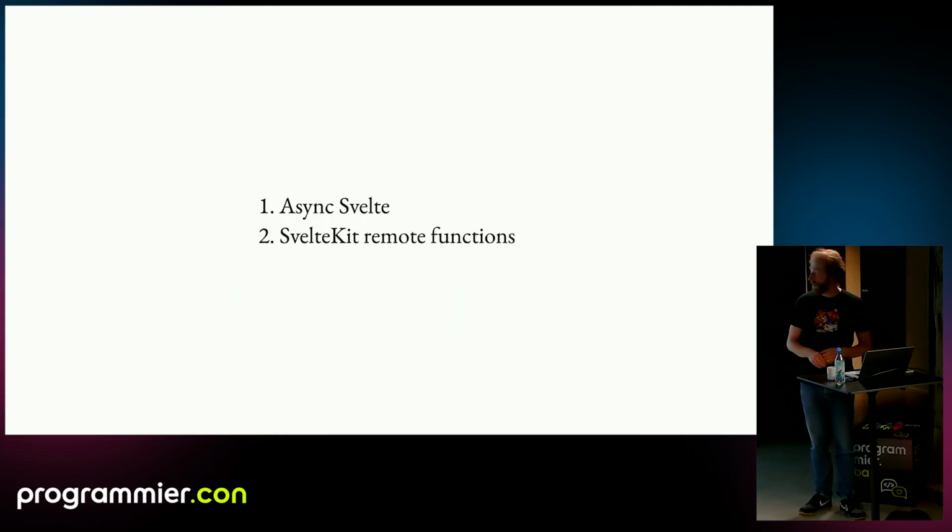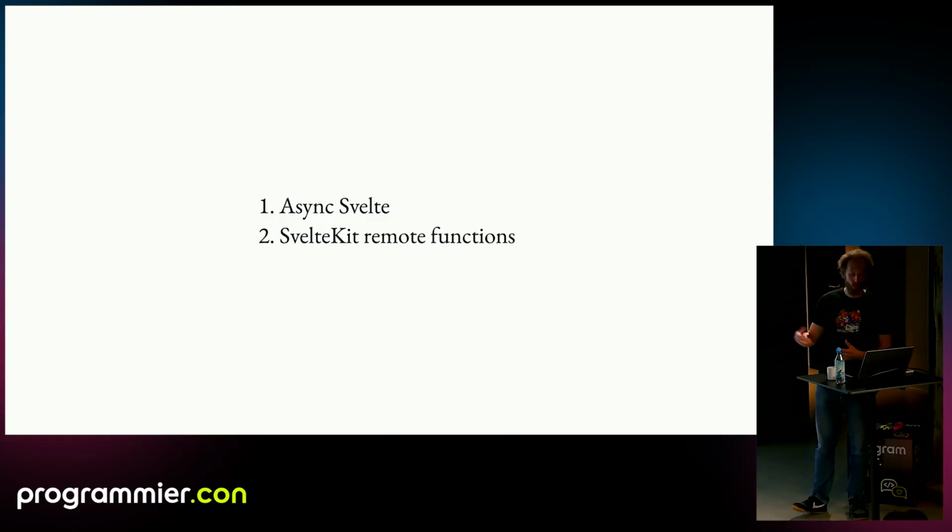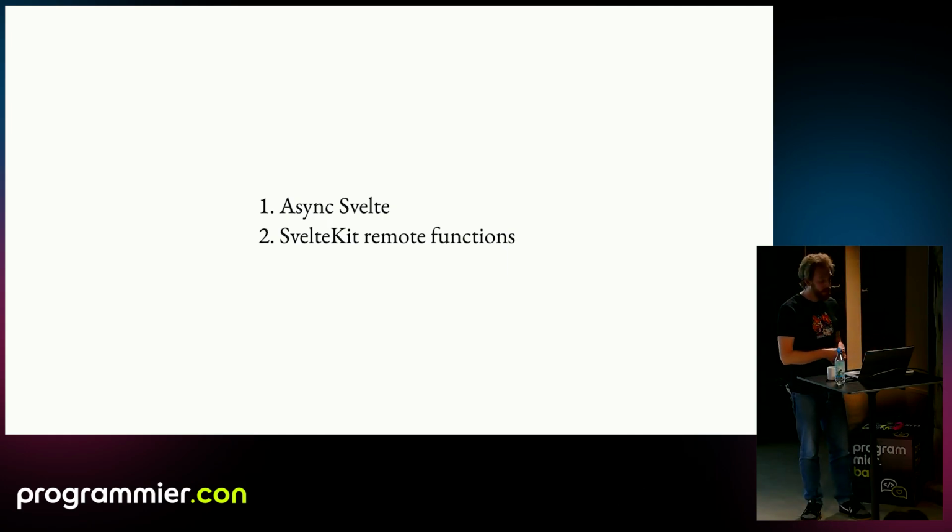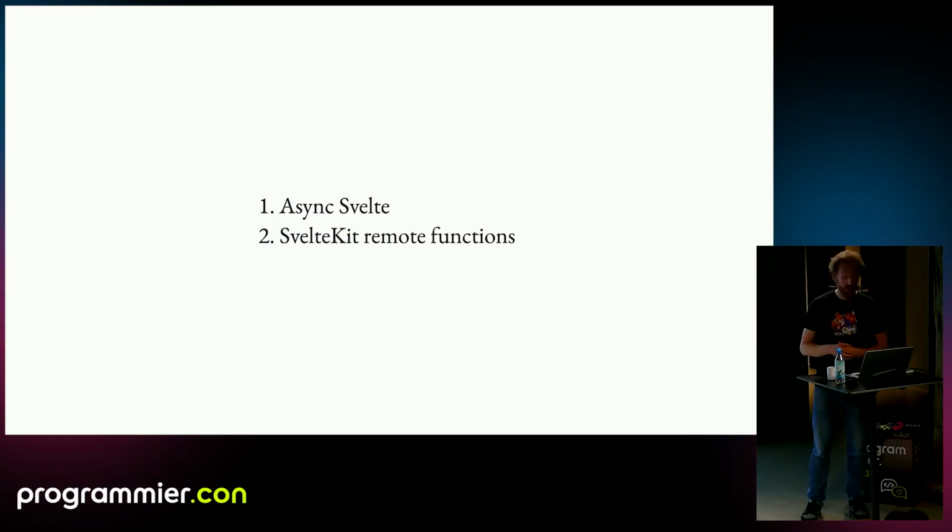And so for the last year, we've gone deep on this problem, like really deep. And we think we've come up with something that's significantly better than our competitors. It comes in two parts. Async Svelte is the foundation. It lets you use await inside your components in a way that is automatically parallelized and coordinated. And on top of that, there's a new feature in SvelteKit called remote functions.